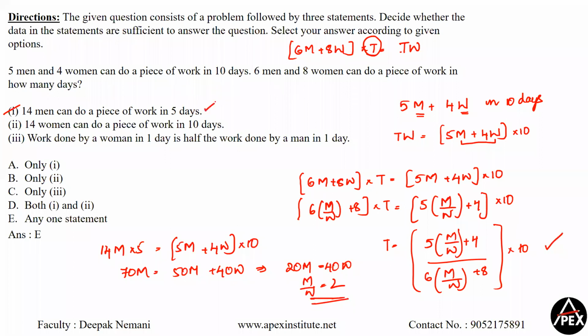So with using statement 1 alone, we can answer this. Similarly, using statement 2 alone, you can also answer this, because you will get the ratio of the efficiency of man and woman. Work done by woman in 1 day is half the work done by man in 1 day, so we are directly given M by W is equal to 2 by 1.